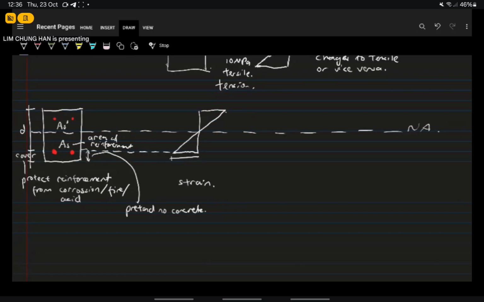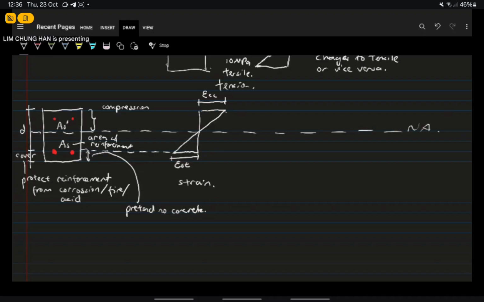The bottom part, we call it epsilon st. So epsilon st is strain in the steel, in tension, because at the bottom we are dealing with the steel reinforcement. At the top, we are dealing with concrete, epsilon cc. So basically the approach is this. At the top, I told you it's in compression.